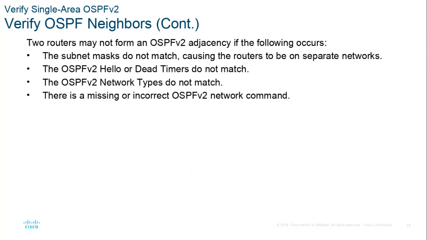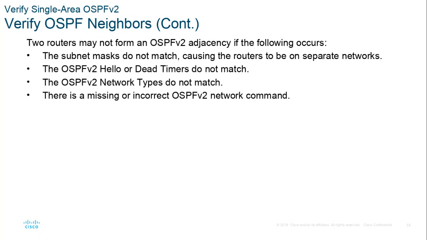So what can we do wrong that could prevent two routers from forming an adjacency? We're just doing two routers in our lab on Thursday. What could possibly cause the problem? Well, the subnet masks don't match. Oh, well, they're not on the same network. Can't ping. If they can't ping, they can't hello. The hello and dead timers must match exactly.